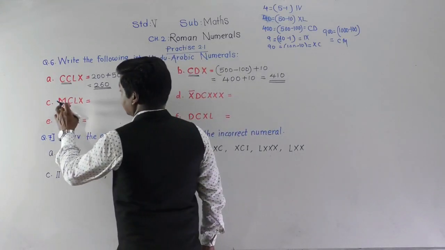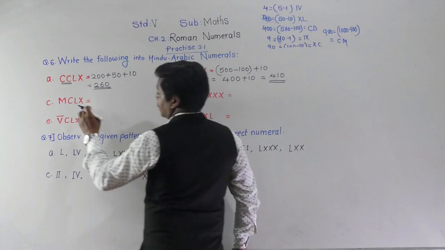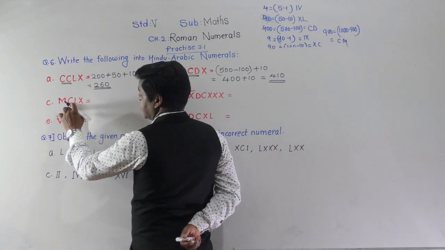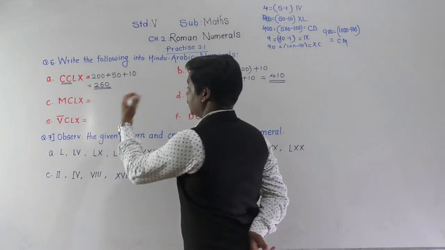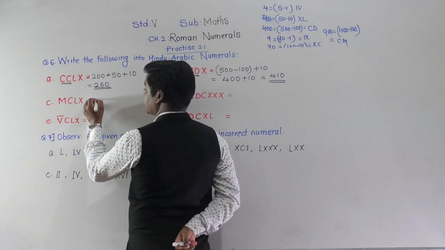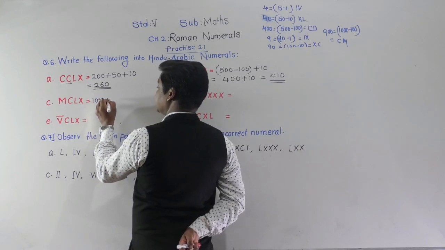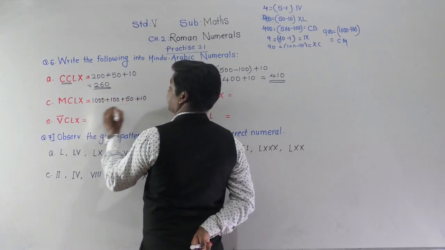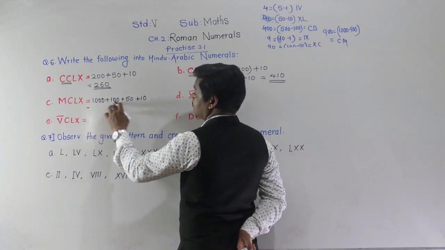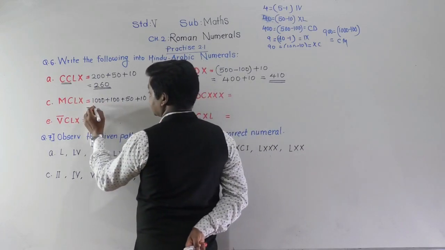Okay, so see next, MCLX. Now see, M is greater than C, C is greater than L, L is greater than X. So they are in descending order, that means their values will get added. M means 1000. C means 100. L means 50. And X means 10. So 1150 plus 10, 1160.